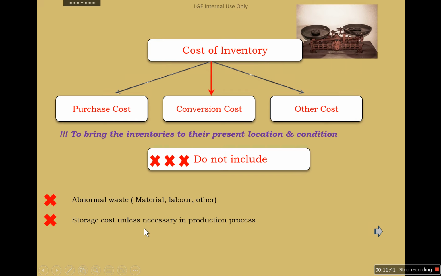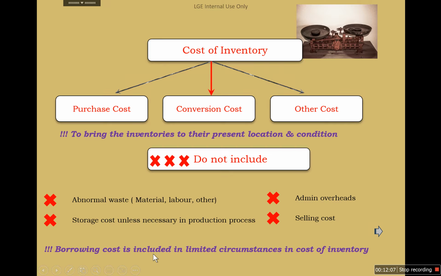And storage cost, unless those are necessary in the production process, is not included. Normally such costs are included in the case of wine, where the production process is such that it has to be stored for years to make a particular quality of wine, etc. And administration overhead and selling costs are not included while calculating the cost of inventory.